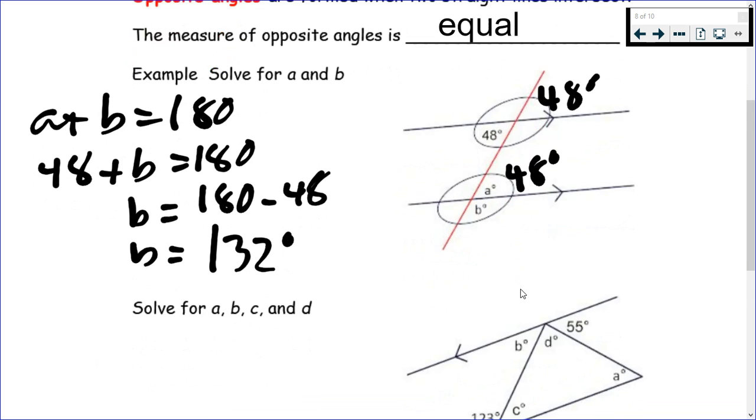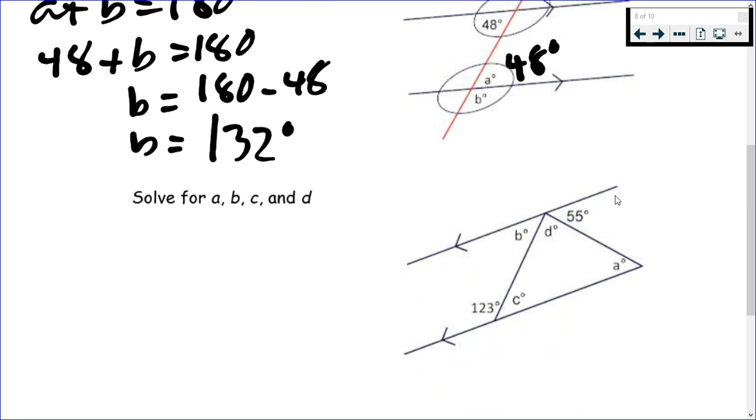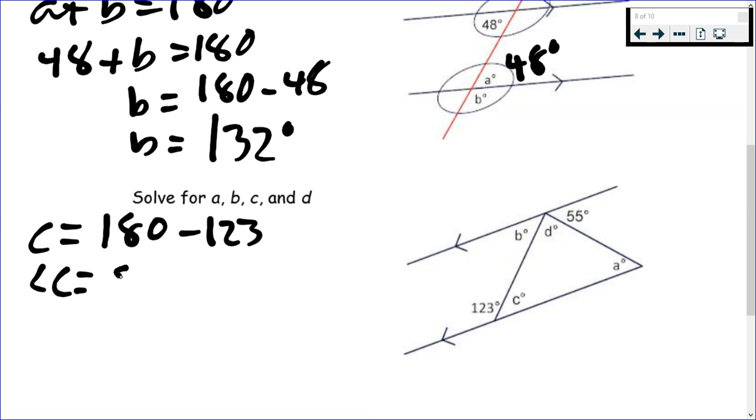Next, we are asked to solve for A and B and C and D. So once again, this takes a few pieces. You need to look at the different properties that we've learned. So let's do this one piece at a time. I would like to start here, first of all. I'm only missing one piece of information. I know the 123. I don't know the C, but I do know these are supplementary angles that form a 180-degree angle. So C is going to be 180 minus 123. So angle C has a value of 57 degrees, and I'm going to write this in.